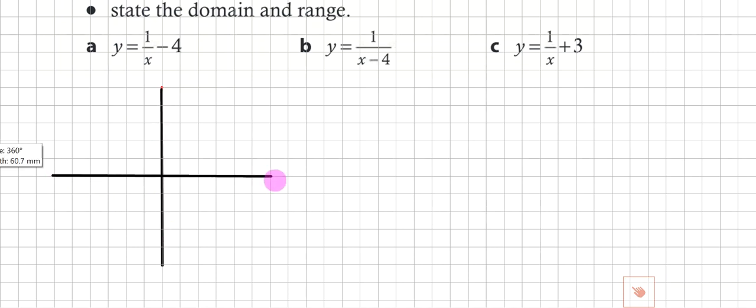So here's my axes. So we know that x cannot equal 0. So how do I put that in the graph? It can't be anywhere on the y-axis. Y-axis, okay? Not like football. So we've got an asymptote, which is the y-axis, okay? What's the other one?